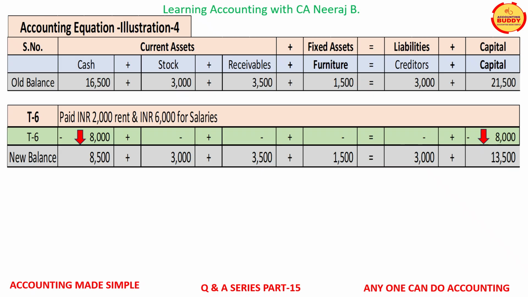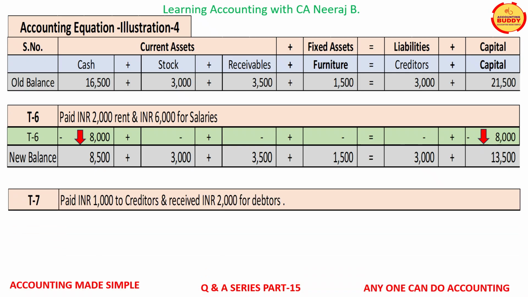Post T6 transaction, the new balance on the left hand side will have 8,500 cash, 3,000 stock, 3,500 receivables, 1,500 furniture, totaling to 16,500 of the total assets of the business. And on right hand side also the sum total of liabilities of 3,000 and the capital of 13,500 is 16,500.